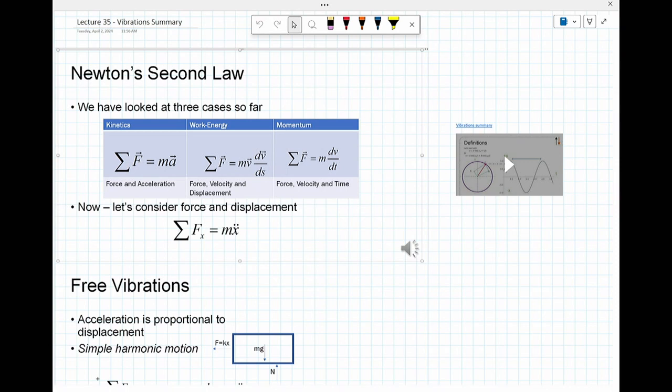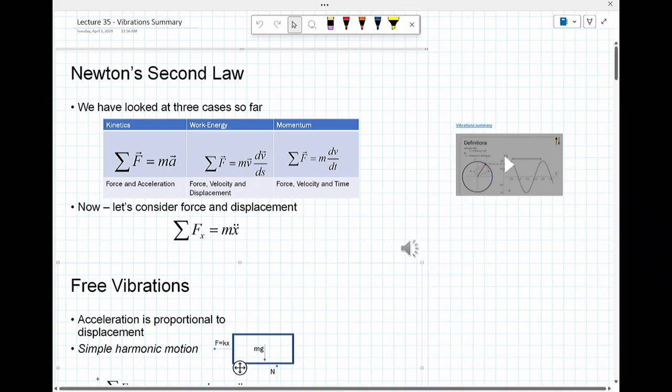I'm not writing this out for rigid bodies, but I'm implying that the rigid body solutions are still somewhat similar, I_G alpha, excuse me. Work energy, sum of forces equals m v dv ds, or if you're looking at rigid bodies, sum of moments, I_G omega, and then finally, sum of forces equals m dv dt. But all of it in Chapter 8 switches over to this form of the equation.